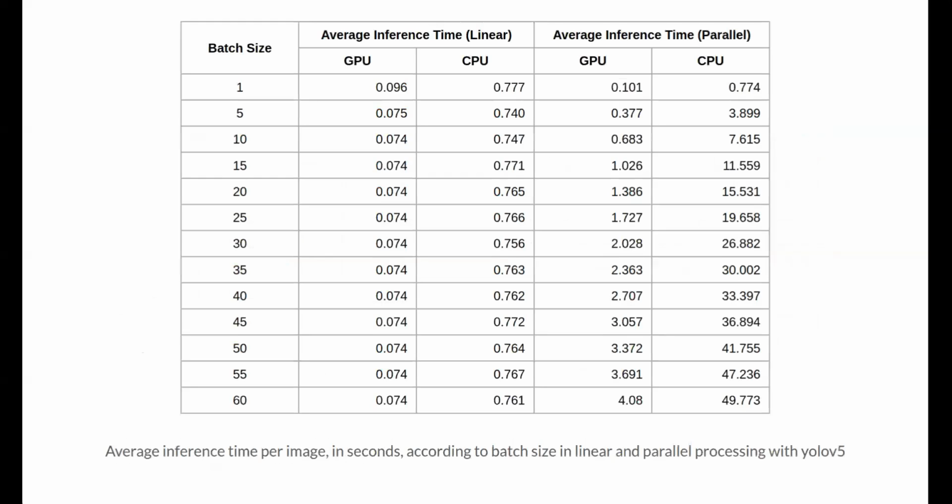In the linear average inference time, the edge server GPU is about 13 times faster than the robot CPU. Also, the batch sizes 1 and 5 yield different results. This is because the first image of each batch is always slower to infer. This behavior raises the average in smaller batches. The parallel average inference time increases according to the batch size.